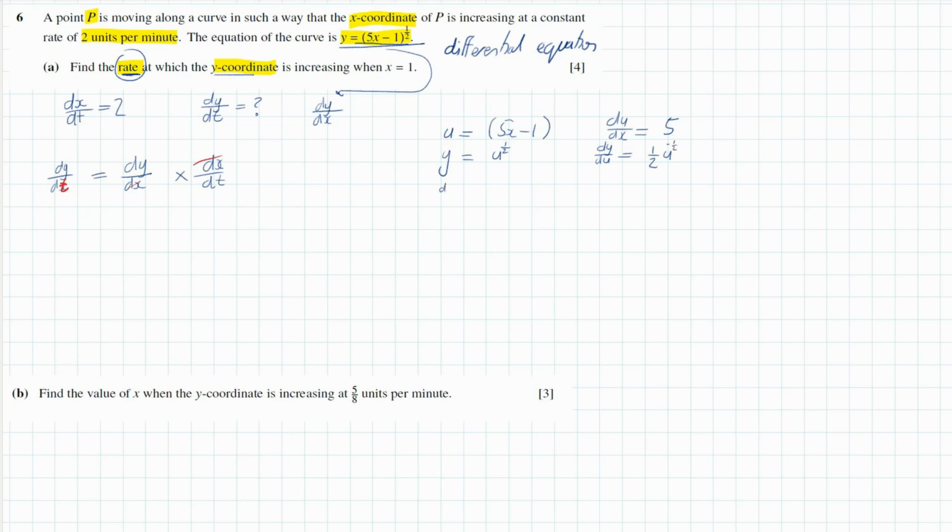Then we put it all together. dy/dx is equal to du/dx times dy/du. So it should be 5 times 1/2, and then we'll have (5x - 1) to the minus 1/2. Okay, so that's what we should have for this first part of the question.